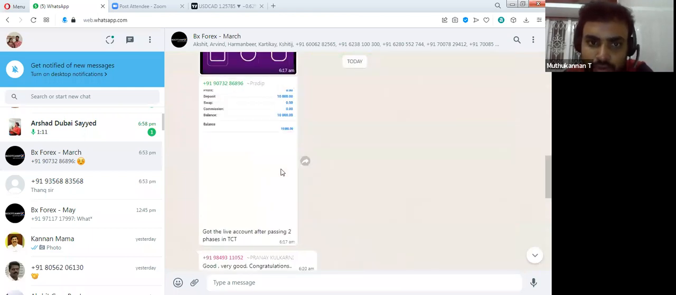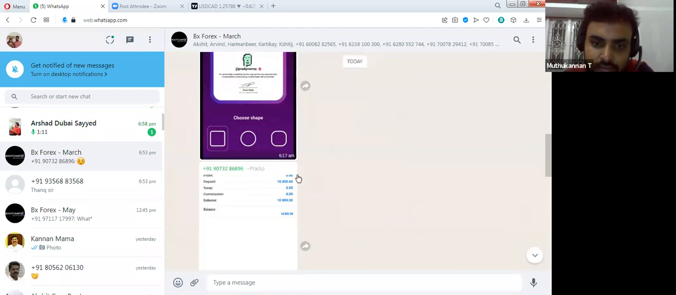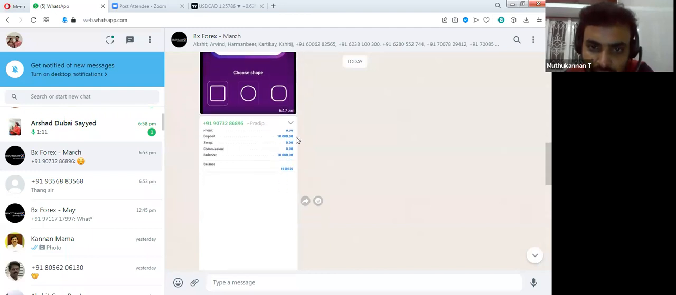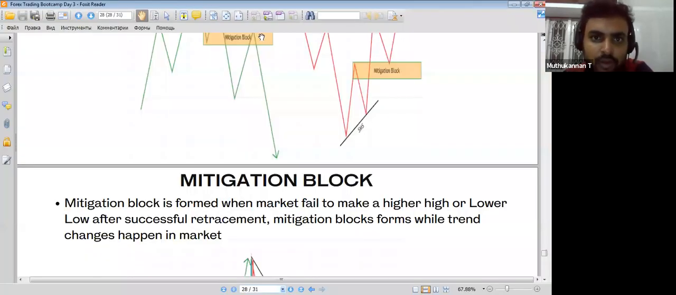Yesterday he also sent me this message in this group. You can see he got the $10,000 account. He got the certification. This is a certificate. His name is Pradeep Verma. He got the $10,000 real account, the live account, after passing 2 phases in TCT. There's a platform, right? So yes, there are so many platforms available. You can choose any one of them, try and work this out.